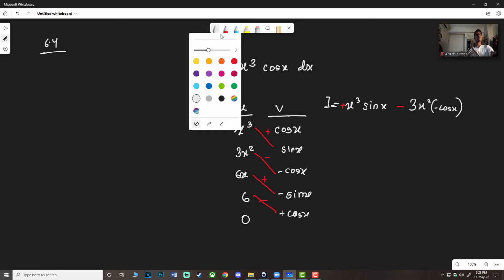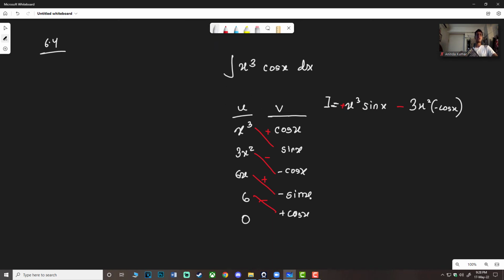Okay, then we have 6x into minus sin x. And here we have a plus, so we put this plus over here. Again, 6 into cos x. And here we had a minus, so we put a minus over here.